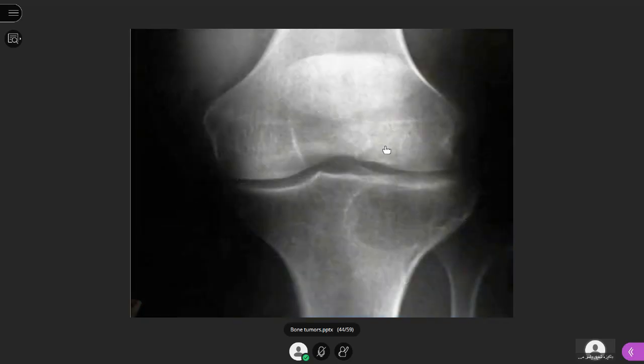Okay, so this is X-ray of the knee joint. This is femur. This bone is the patella here, and this is the tibia. So inside the tibia, you can see there is an eccentric lesion. What is eccentric? Towards one side. Now this lesion is not in the center, not here. Okay, towards one side. This lesion is actually in the lateral condyle of tibia.